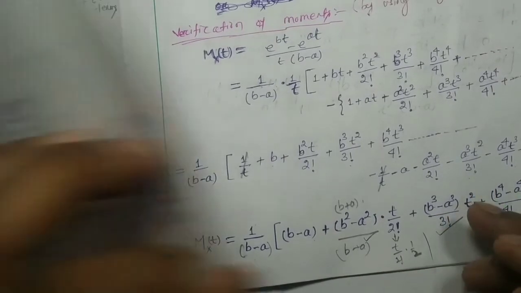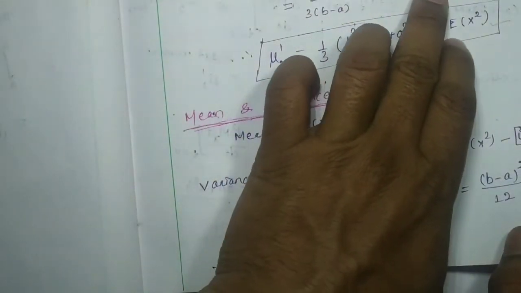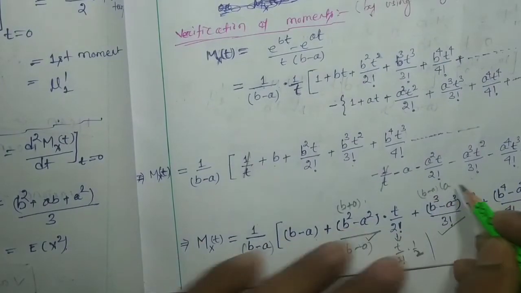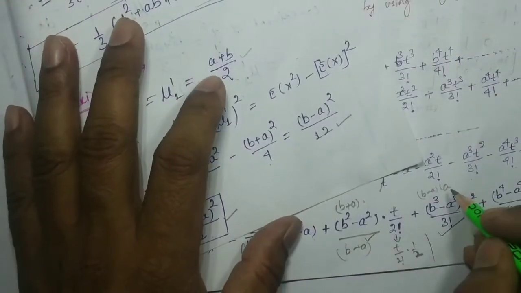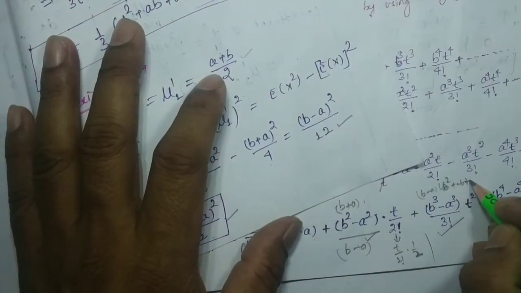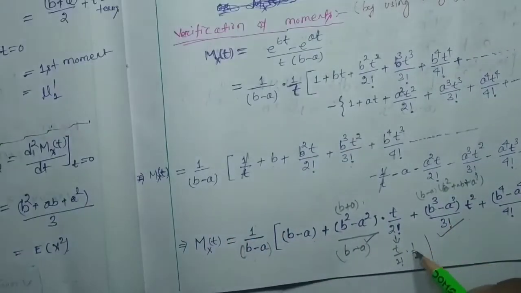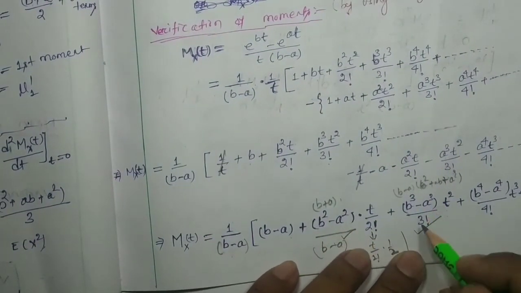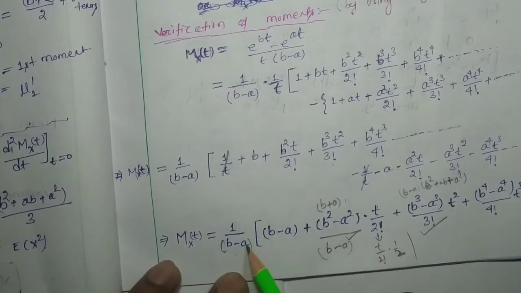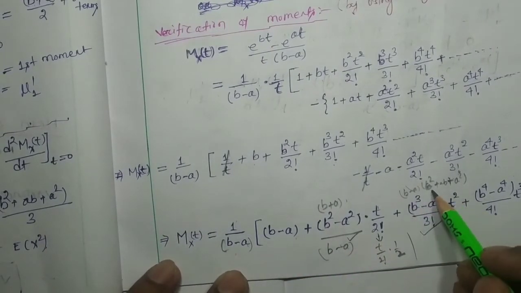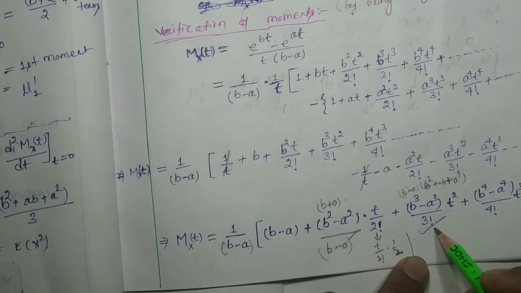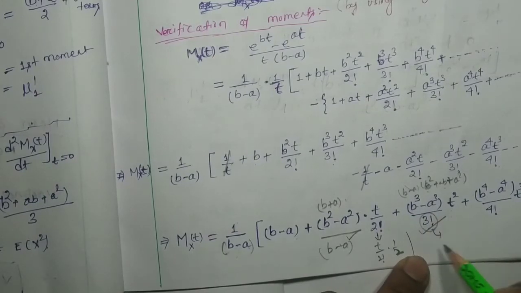Likewise, b cube minus a cube is nothing but how much? b minus a, b square plus ab plus a square, right? So this b cube minus a cube is nothing but b minus a into b square plus ab plus a square. If you want, you can write another step. I omitted that one. If you want, you can write this step. So divide by b minus a. So b minus a got cancelled. We are going to get b square plus ab plus a square divided by 3 factorial here. I can write that as 2 factorial into 3.